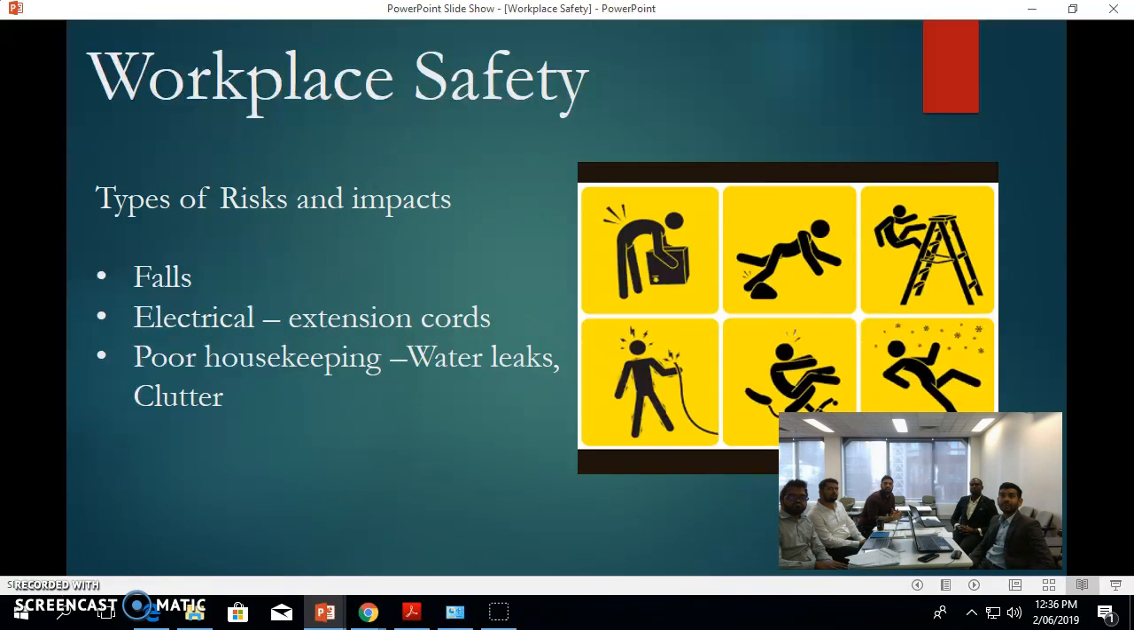And the kinds of risks and impacts at the workplace, like falls. If there is any obstruction in the workplace, an employee or any person can hit that obstruction and fall down, which can result in physical injuries. And with electrical extension cords, if without any attention he tries to catch the cords, it might cause shocks, which might be an injury for him. And poor housekeeping, like water leaks and clutter. If there is a water leak at the workplace, the employee or person who steps over the place might fall down, resulting in broken bones or something.